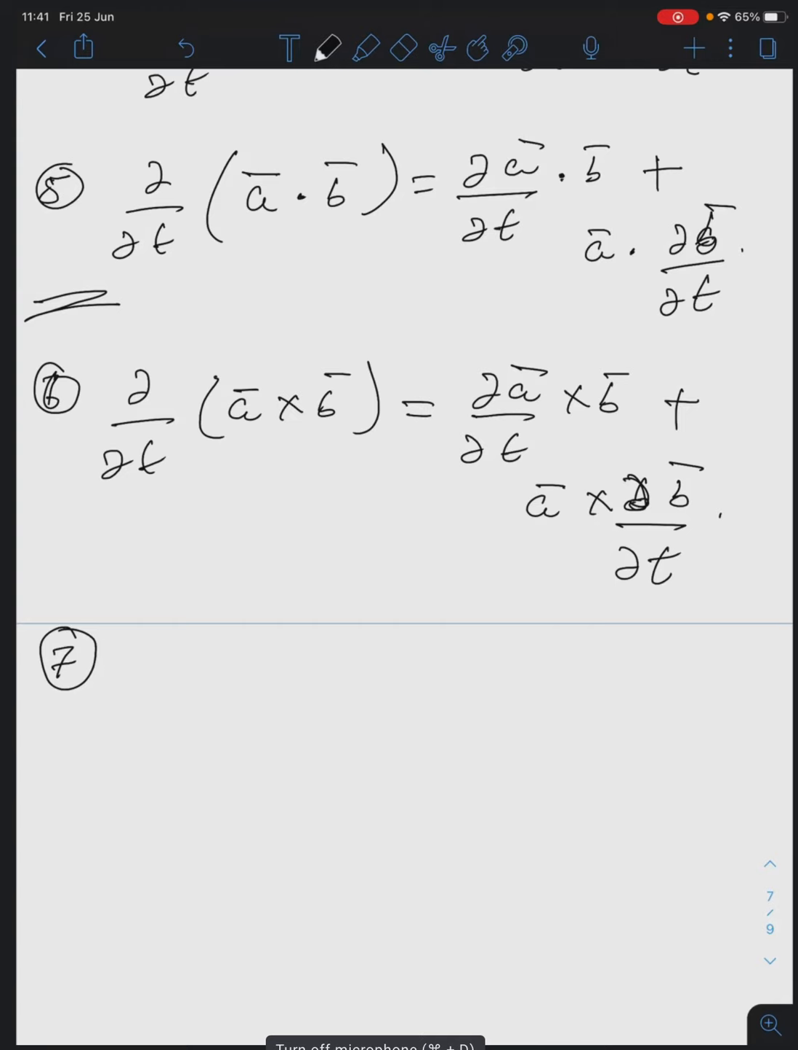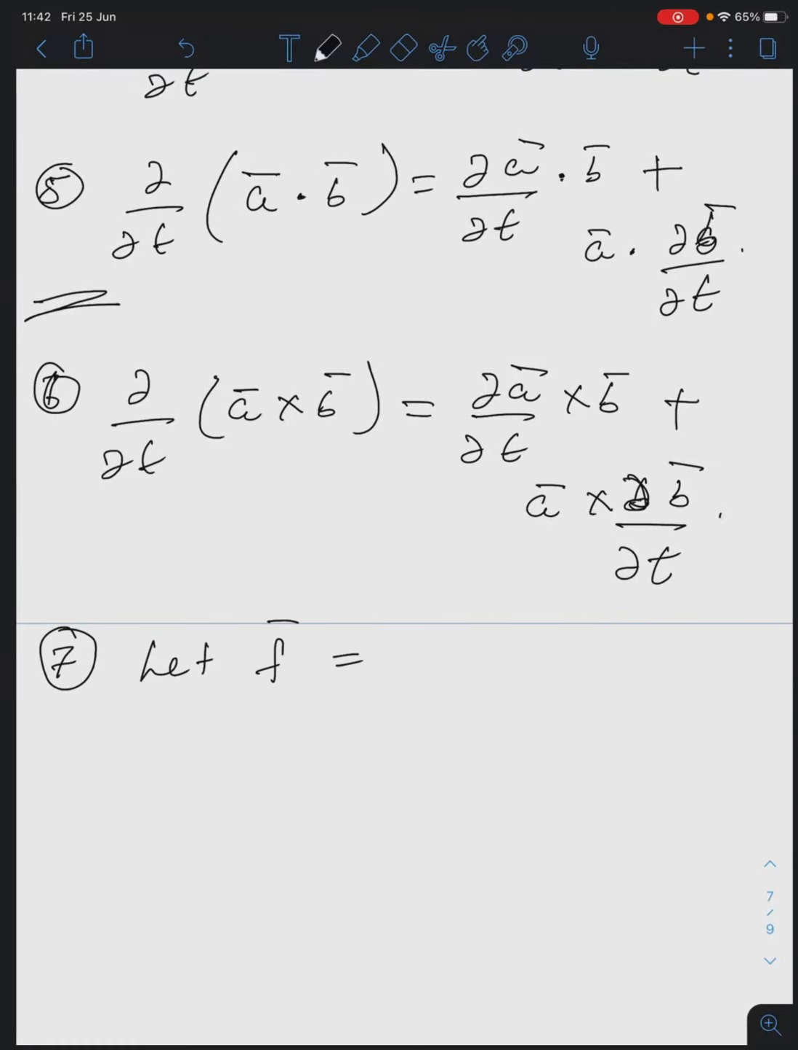What about i cross i? I cross i is 0, j cross j is 0, k cross k is 0. What about i cross j? k. J cross k? i. I cross k? Minus j. Okay, you have to follow that particular order. So be careful while writing the values in future. So better you write it somewhere and keep it for reference purpose.